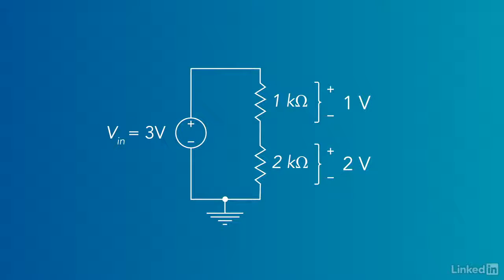This circuit creates a simple voltage divider with an input of 3 volts across both resistors and an output voltage, which is the voltage over the bottom resistor, of 2 volts. In this example, the output voltage is 2/3 of the input voltage. However, that ratio between output and input will change based on the values of the resistors.